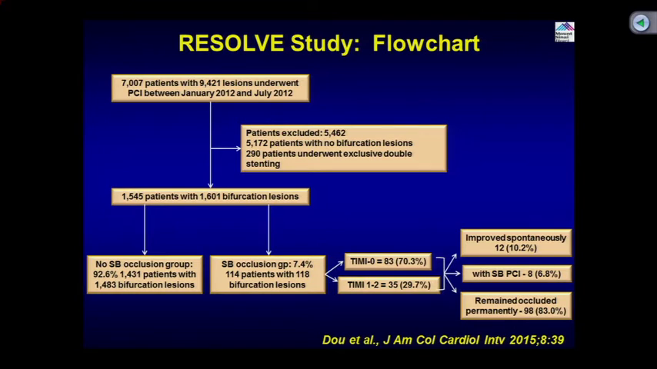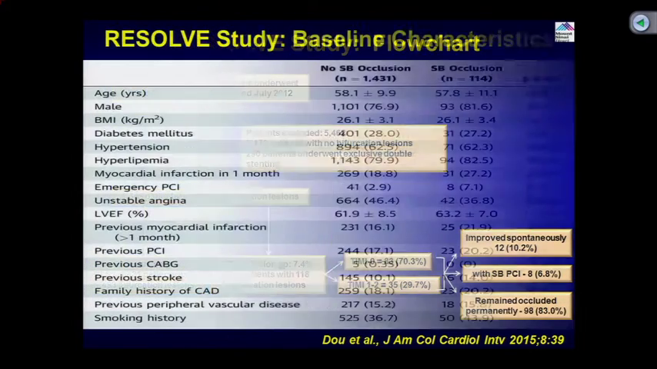And what happened is about 10% improved spontaneously. You give vasodilator and so forth, and they did a PCI in about 7% of cases, but remained occluded. Over 80% of these side branches remained occluded. I am going to come back to this point, why it happened. Other studies, CORBIS, have shown about 54% remained occluded. So anytime you close the side branch, the data are that about half you retrieve, 50 to 80%. The remaining you cannot retrieve. 50 to 80% will remain occluded, that despite your attempt, you will not be able to open it.